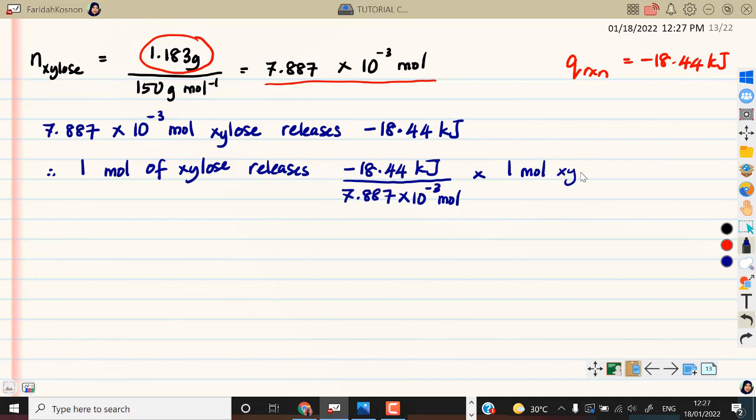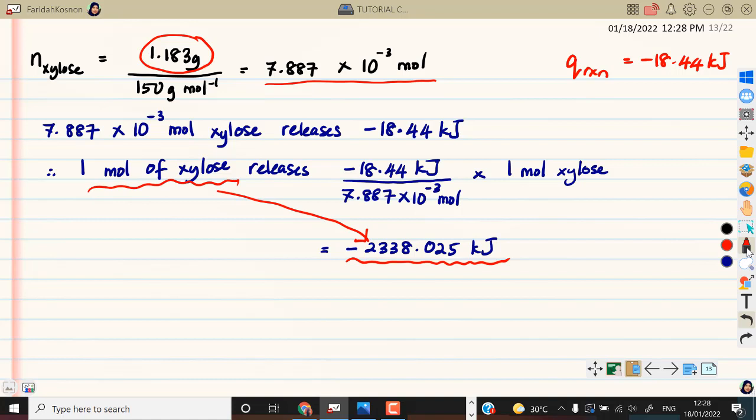Okay, so you can see here 1 mole cancel out. Okay, tak apa, cancel out dulu. Jangan risau kat situ. Okay, maksudnya sekarang yang saya nak cari adalah kalau 1 mole Xylose burn kan. Okay, you selesaikan, you akan dapat berapa? You akan dapat negative 2338.025 kilojoule lebih kurang. Tapi you kena faham, ini negatif 2338.025 kilojoule ni adalah heat release when 1 mole of Xylose burn.